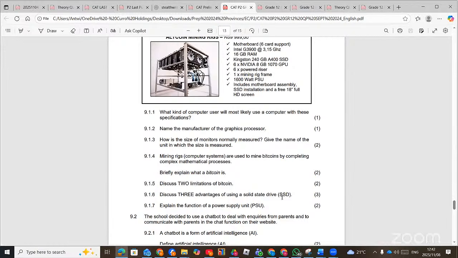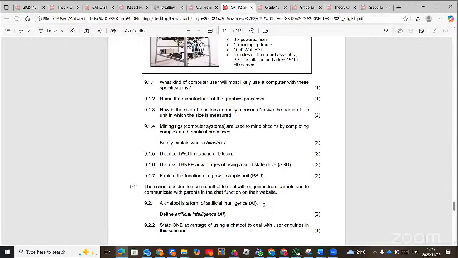Advantages of using SSD. They want 3 advantages: durable, faster access, read and write, and it also uses less energy. Those 3 you must know. Function of PSU, power supply unit: it gives a constant power to the computer. It is inside. So they're talking about the function of it. Either you explain or you give 2 functions of it.